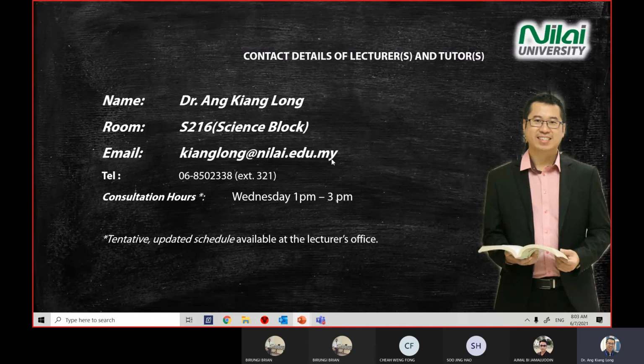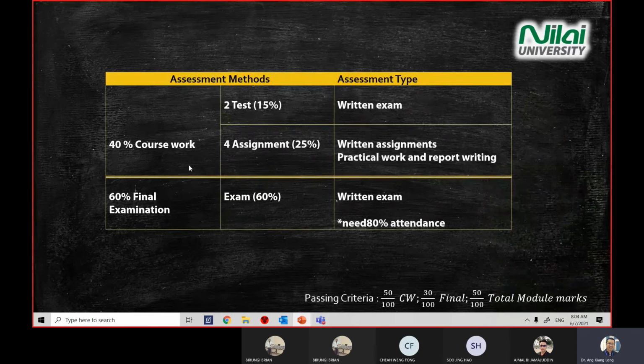And just a reminder, my email address is this one, yeah? It's not the student one. So use this one for my email. And you already have my contact number in the WhatsApp group. So again, for this module, it consists of 40, 60 percentage, yeah? So have a look at it, and you need to score at least 30 out of 100 for the final. Attendance, you need 80% to sit for the final exam, yeah?